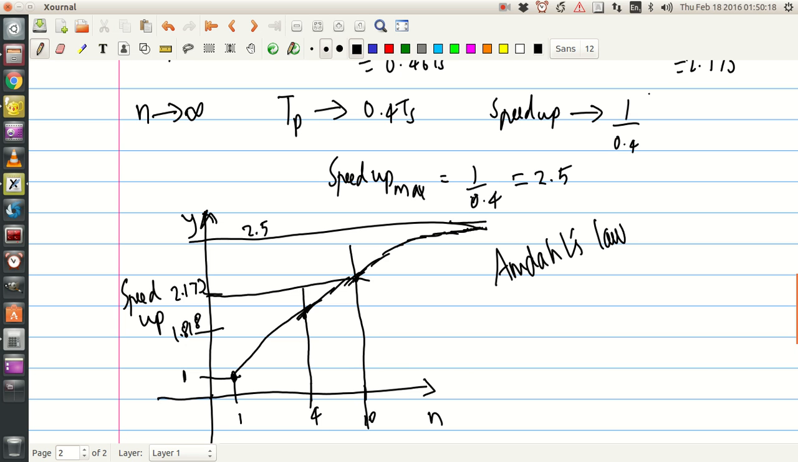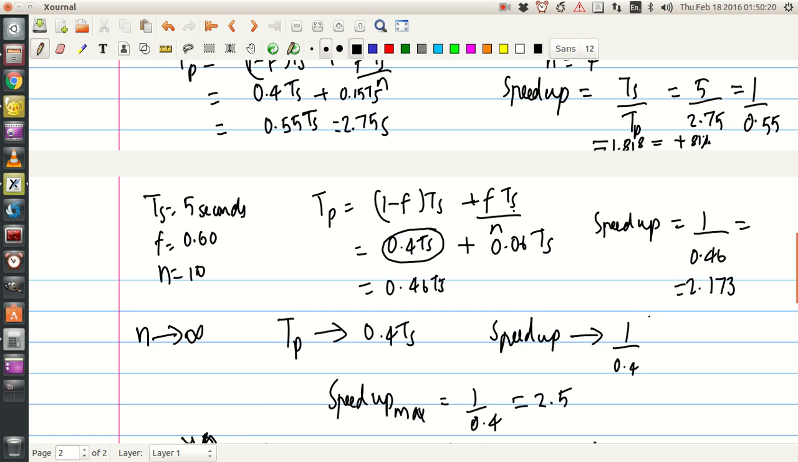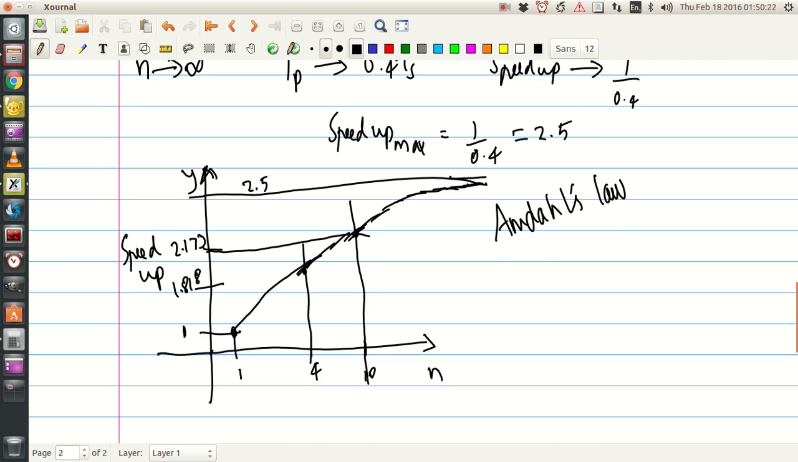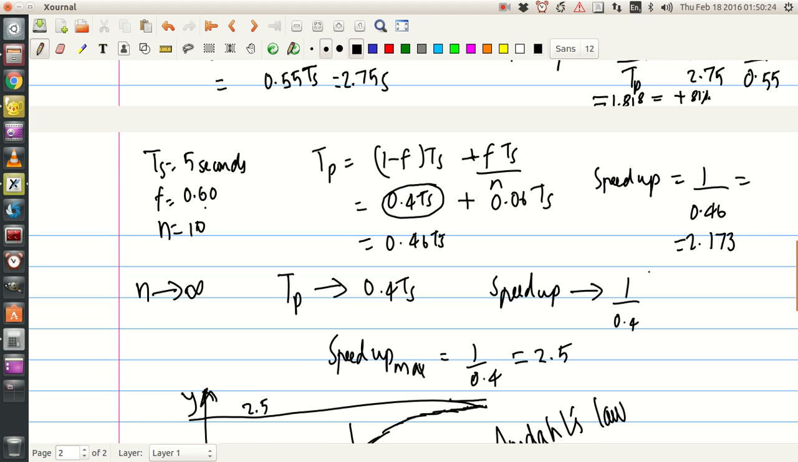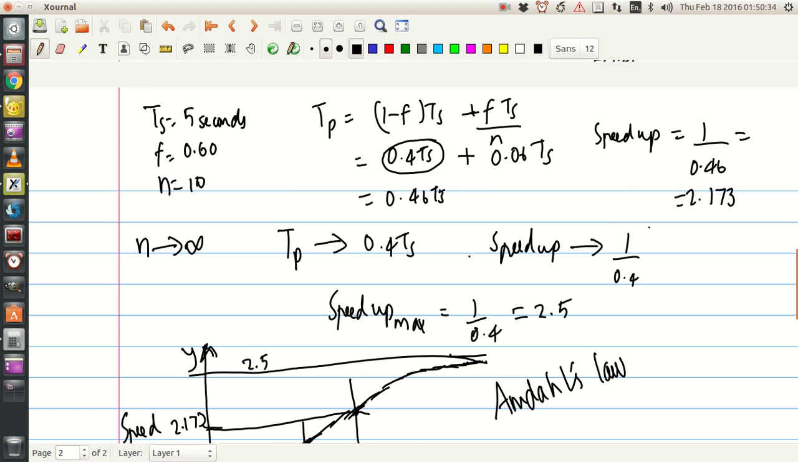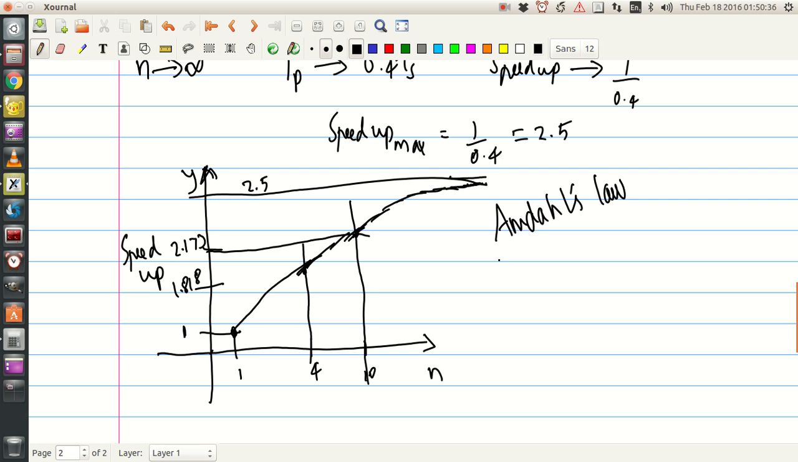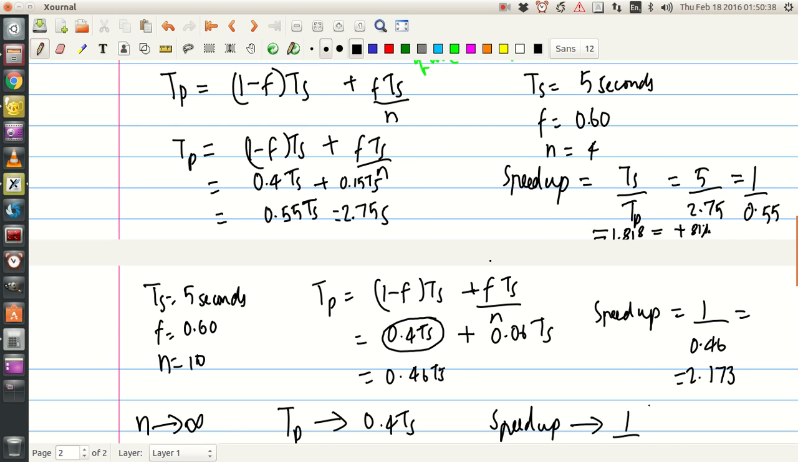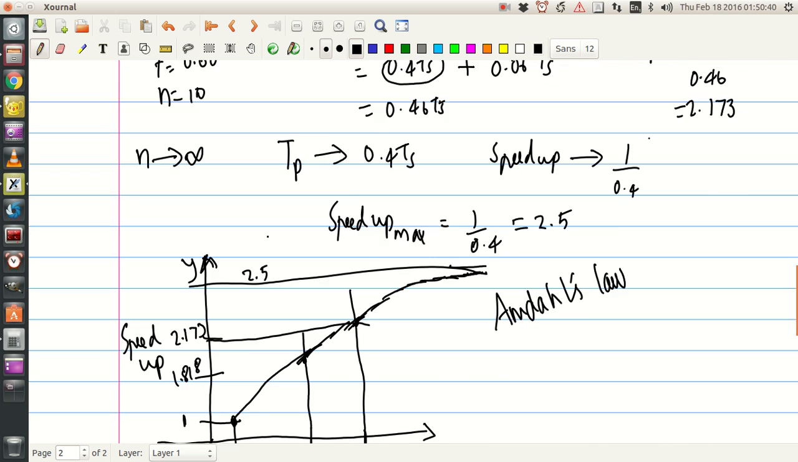On the other hand, if I were to use a different fraction of the code, a different value of f, then my curve will be slightly different, but again it will look like this, because of the speed up, at least as per this definition over here.